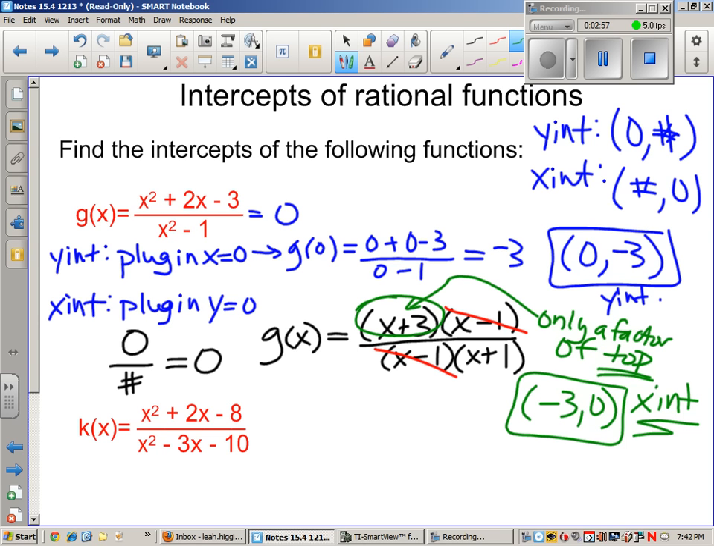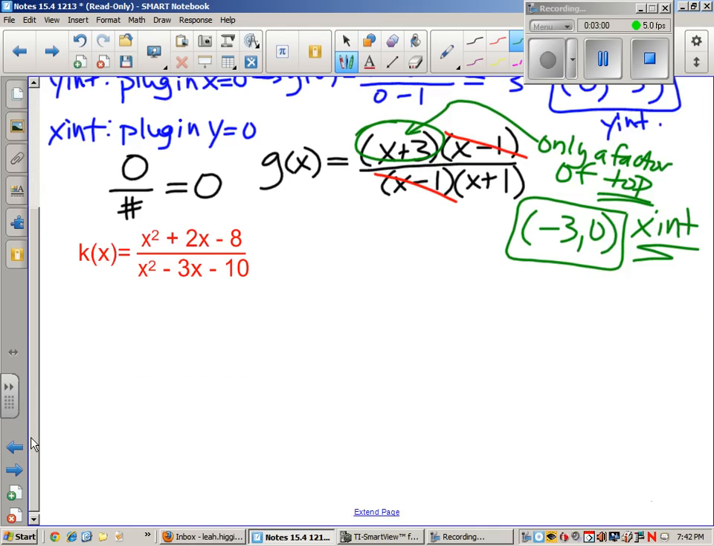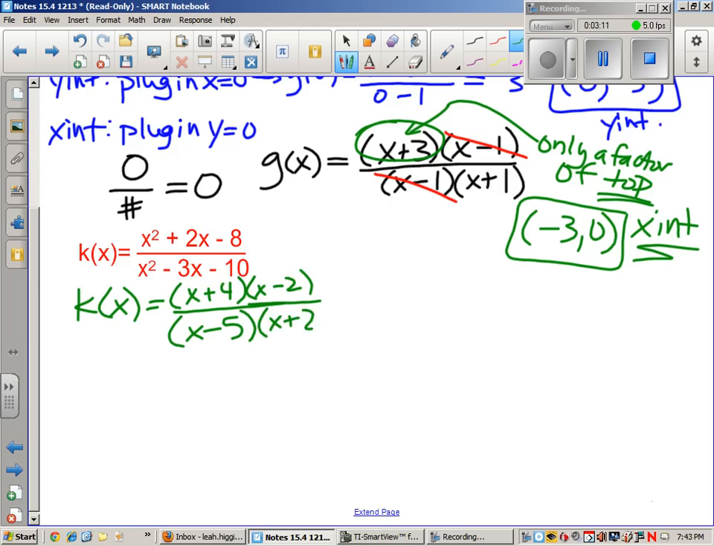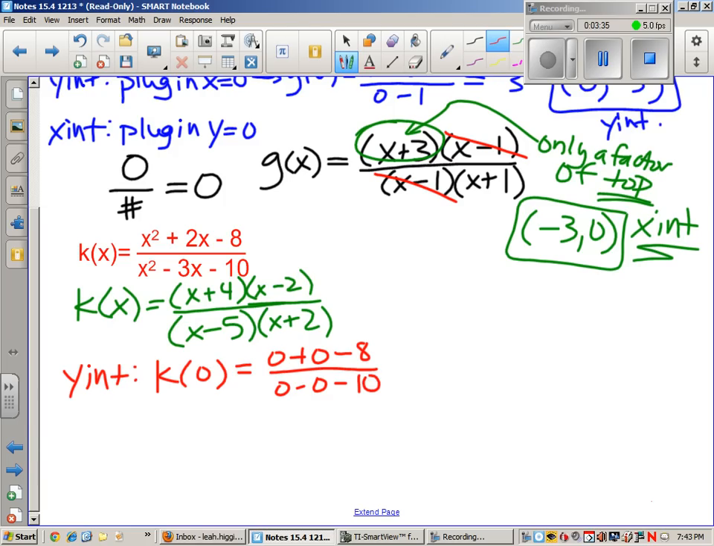Kind of cool. Second example, k of x here. Let's just do that factoring right away so we're not confused. This was x plus 4, x minus 2, x minus 5, x plus 2, right? So here there were no holes, so we're not looking for anything crazy, right? Y-intercept, plug in 0. K of 0 equals, I can really plug it into either one. If I plugged it into the non-factored one, I would get 0 plus 0 minus 8 over 0 minus 0 minus 10. Okay, so I get positive 4/5 because the negative over negative cancel each other out, right?